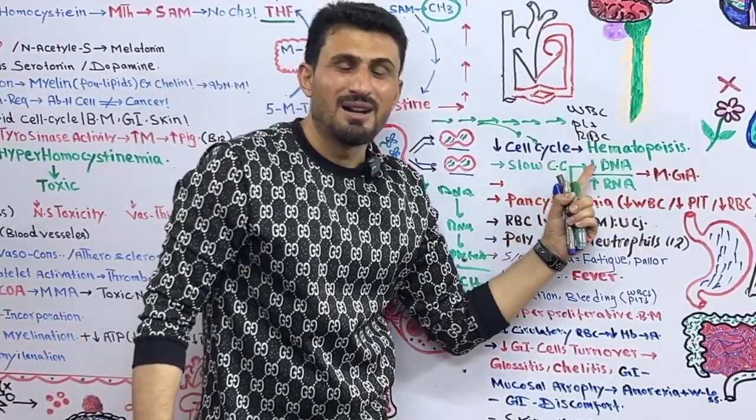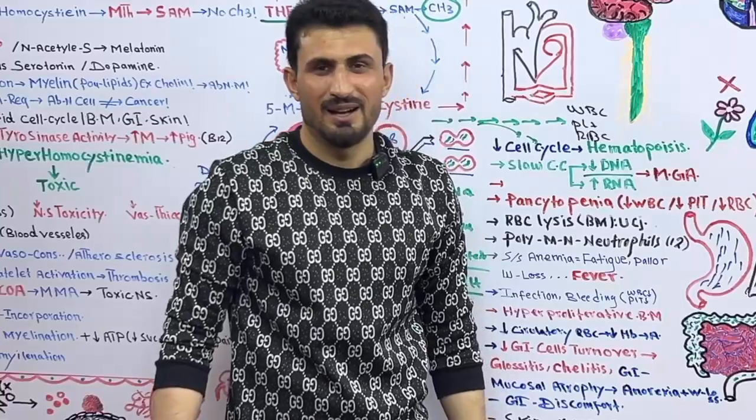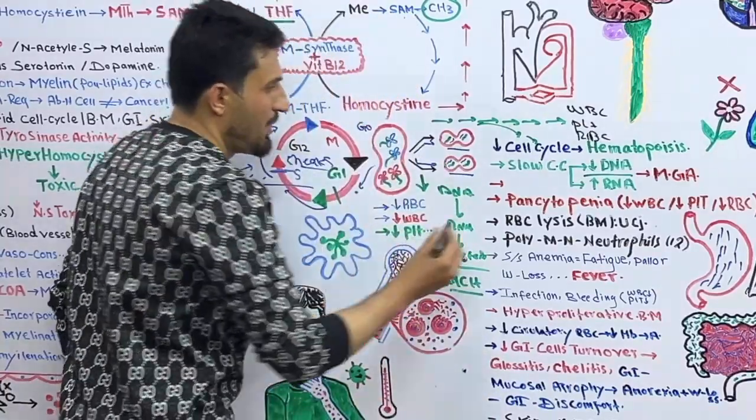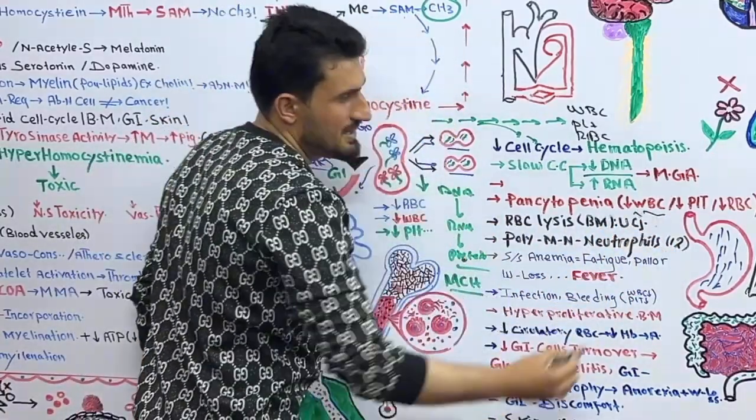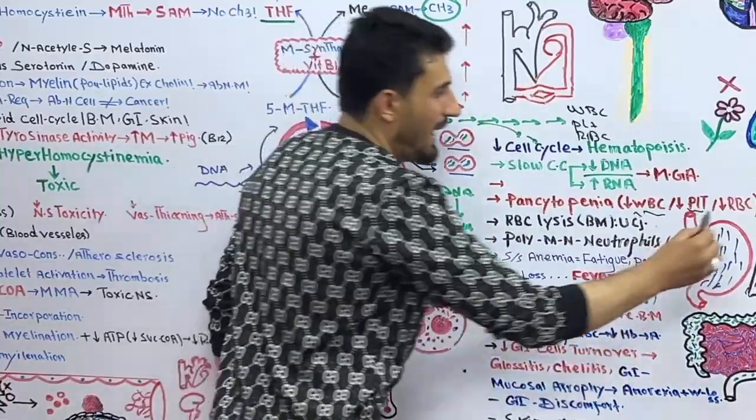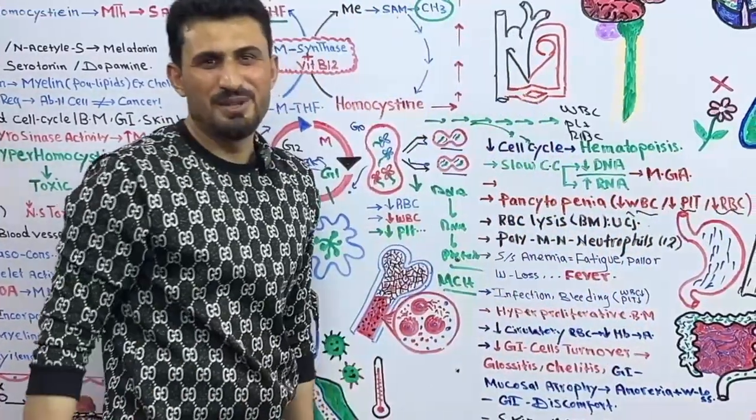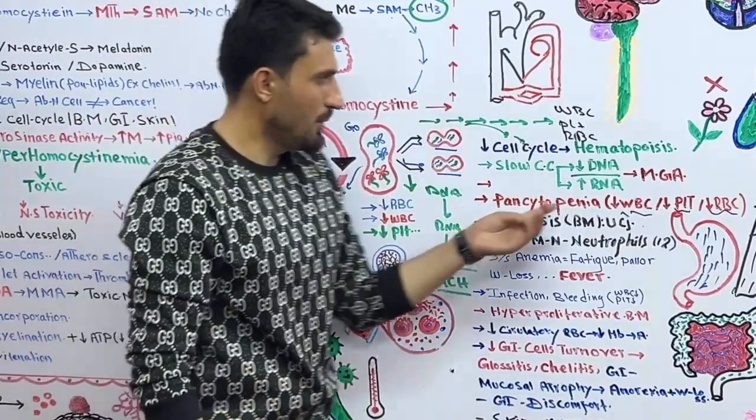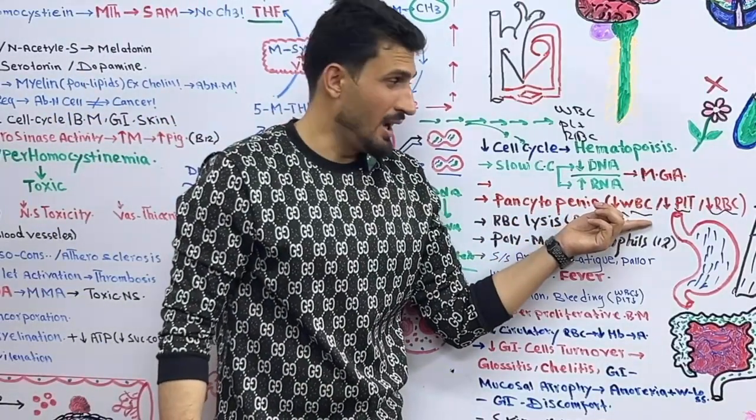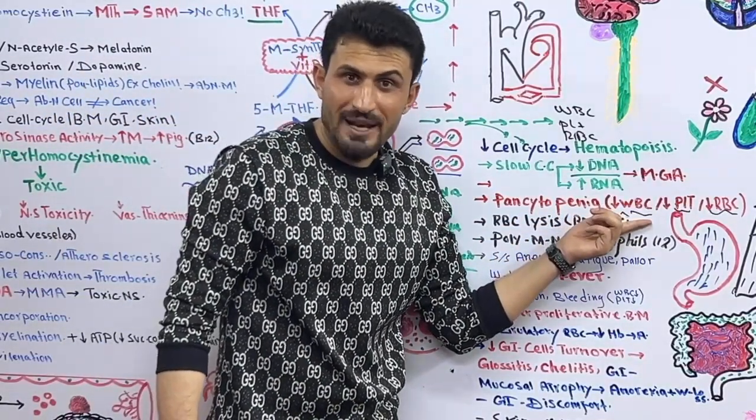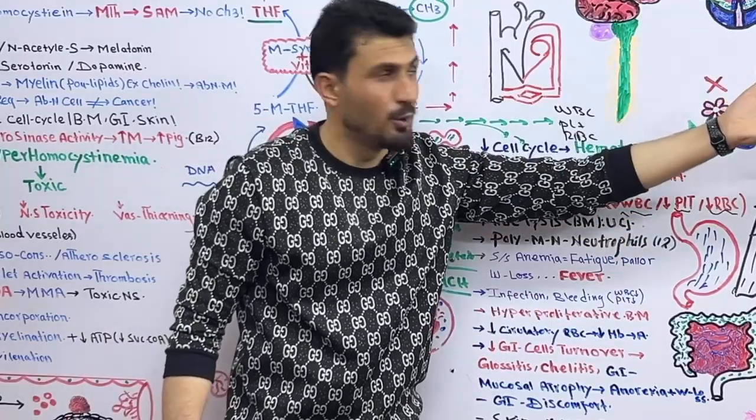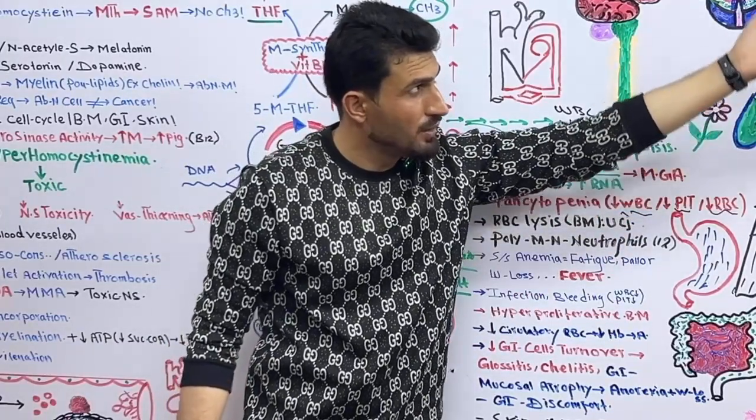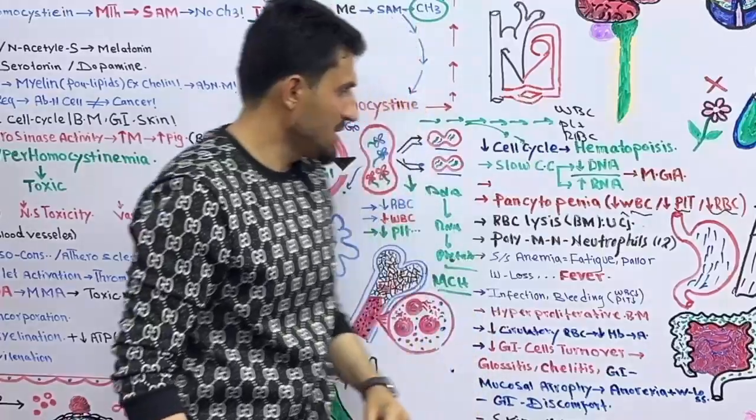So as a result, all cells of the blood decrease, and it's called pancytopenia. Got it? Pancytopenia means that I'll have less WBC, less platelets, and less RBC. Now, this is one point that you'll find most of the time, pancytopenia in the CBC report, because this is very important in the diagnosis section.